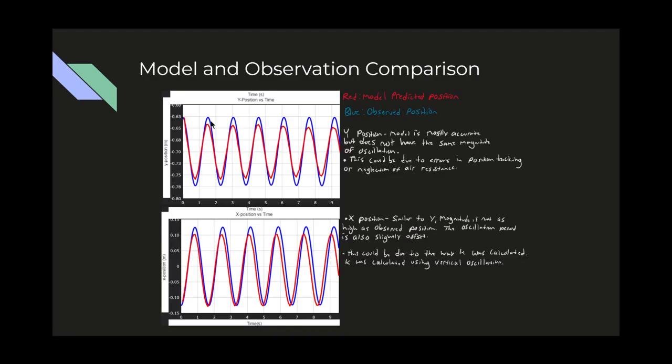The model's predictions were mostly accurate to what really happened. For both directions, the magnitude isn't as high as the observed magnitude, but this could be due to our neglect of drag forces or poor motion tracking.